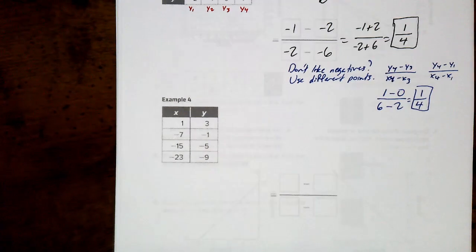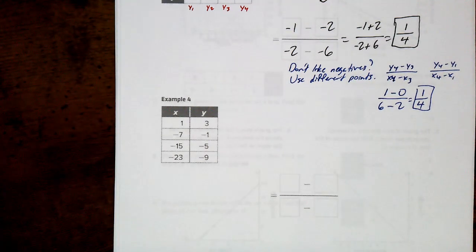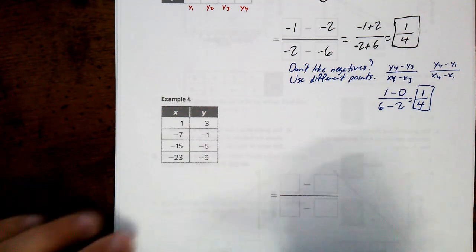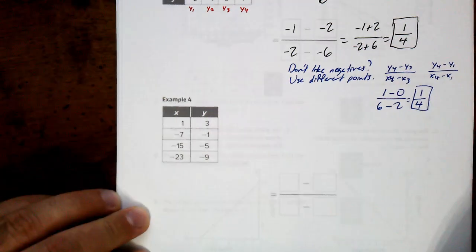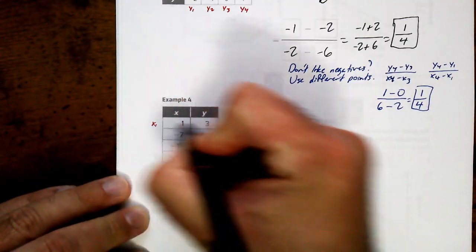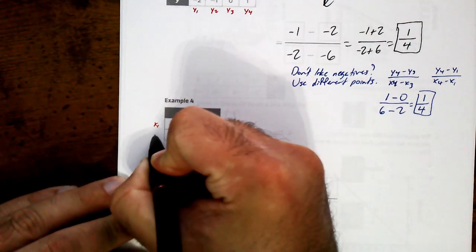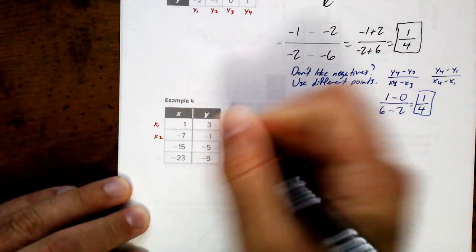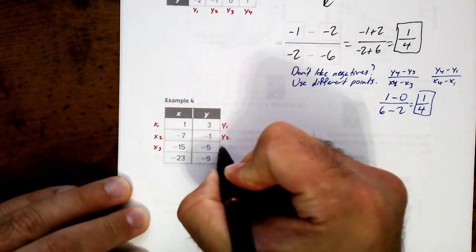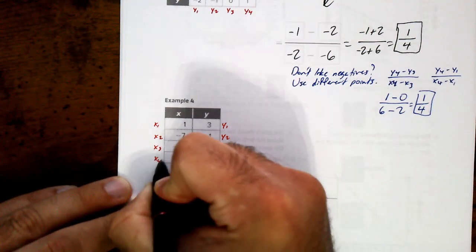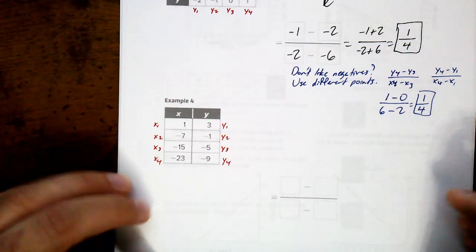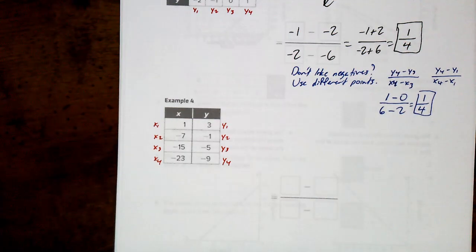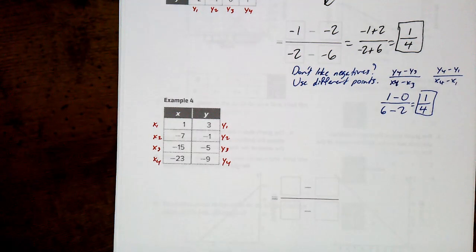How about example 4 down here? I gave you a table, asked you to find the slope. Let's label our table first. x1, y1, x2, y2, x3, y3, x4, y4. You can use whichever ones you want. It does not matter.